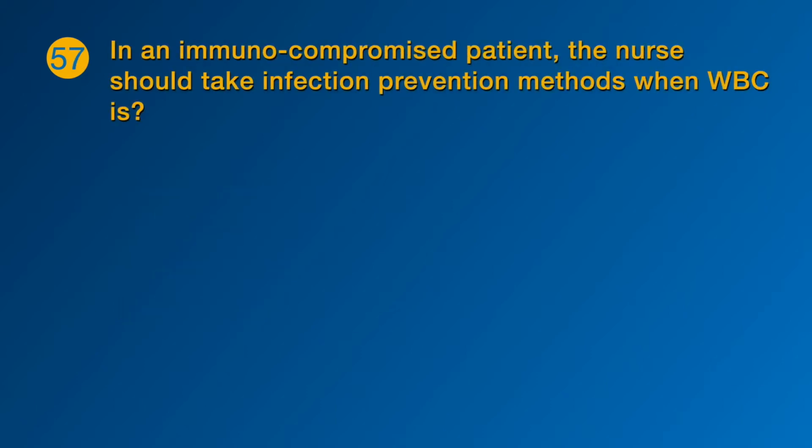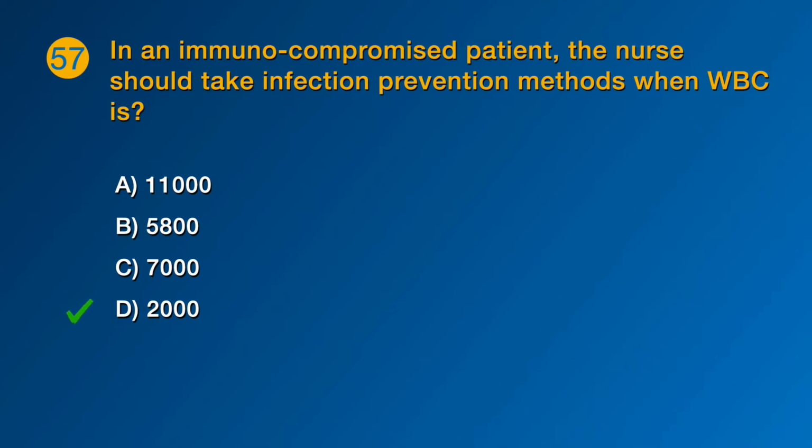Next question is, in an immunocompromised patient, the nurse should take infection prevention methods when WBC is. Options are 11,000, 5,800, 7,000 and 2,000. So answer is D, 2,000. Normal number of WBCs in blood is 4,500 to 11,000 WBCs per microliter. So decreased WBC count means risk of infection, therefore the nurse should take infection prevention methods.